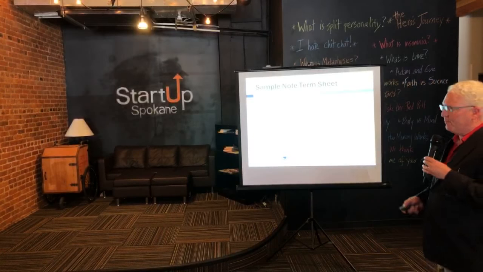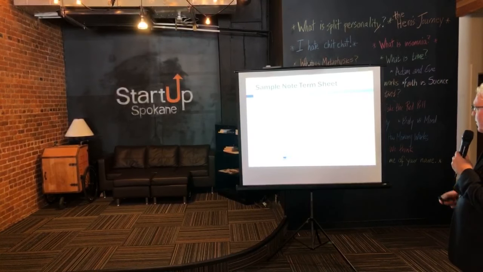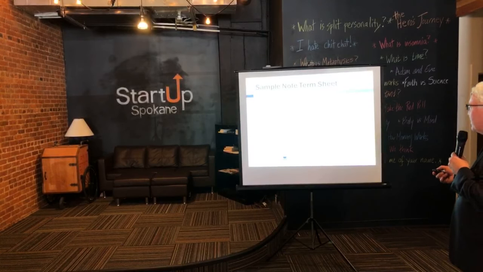Here's an example of what a term sheet looks like. Last time, and I don't see the same people here, some of the people that were here were asking me, well, what does a term sheet look like for a convertible promissory note? And this is really hard to see, so I apologize.